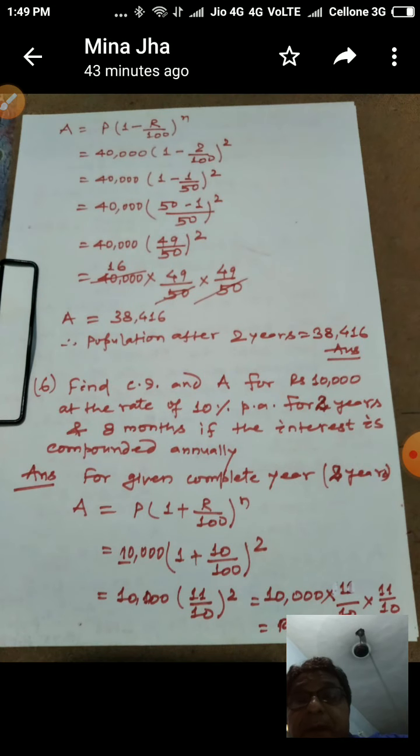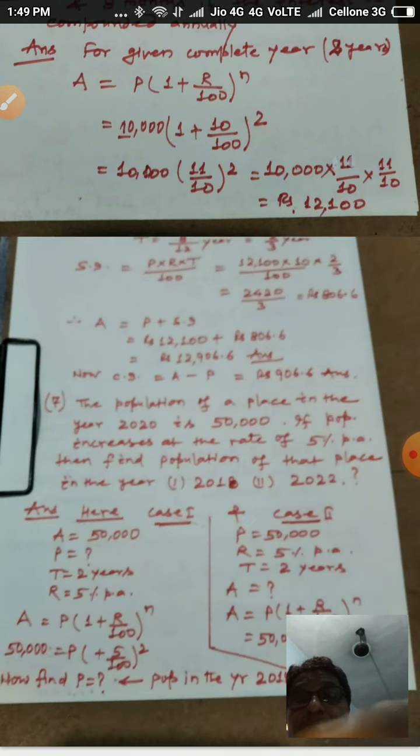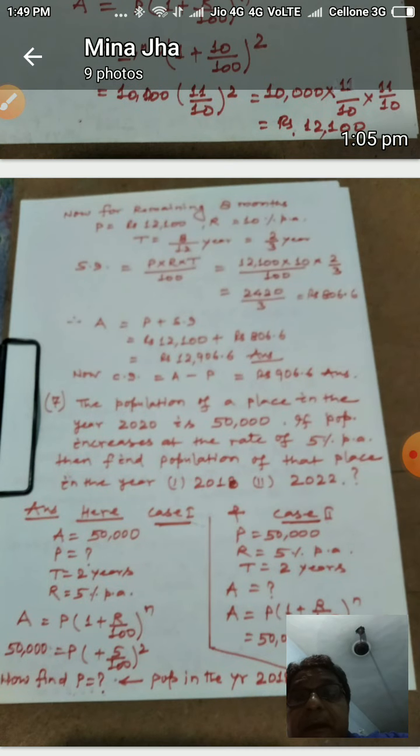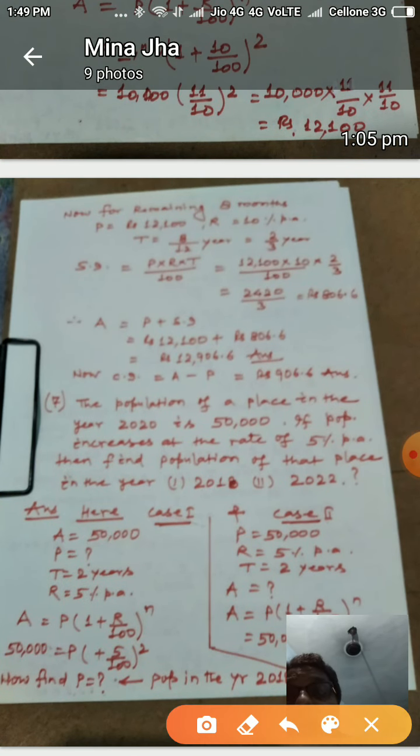The question we were talking about has been worked out as well. And one more question is given here: the population of a place in the year 2020 is 50,000. If the population increases at the rate of 5% per annum, then find the population of that place in the year 2018 and 2022. So this work you will do.